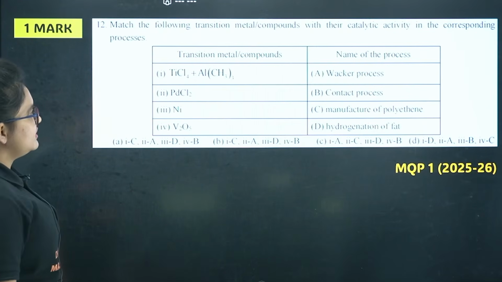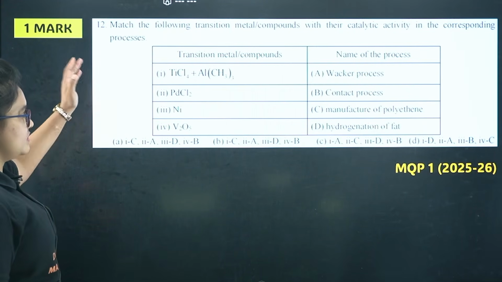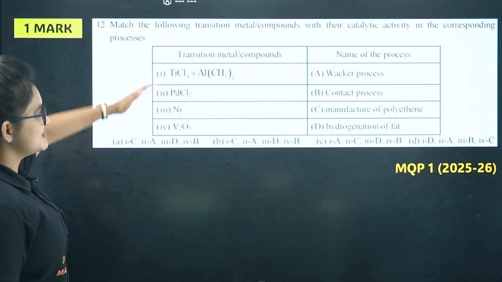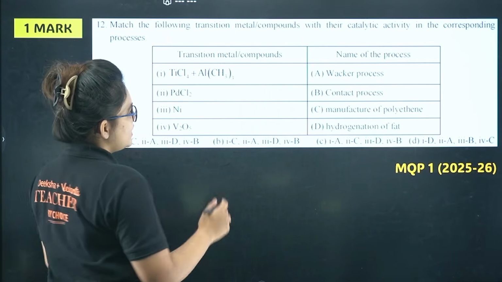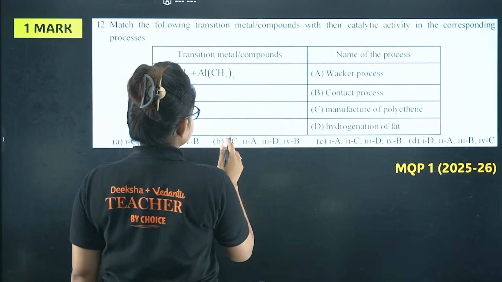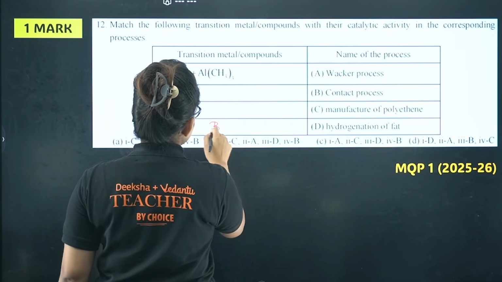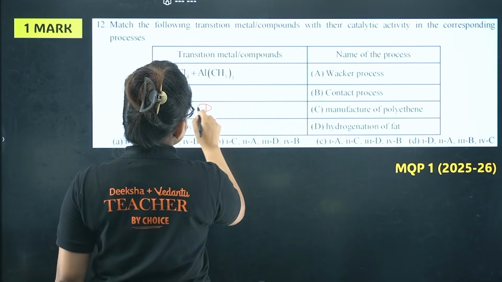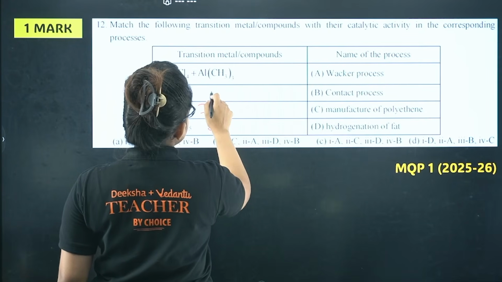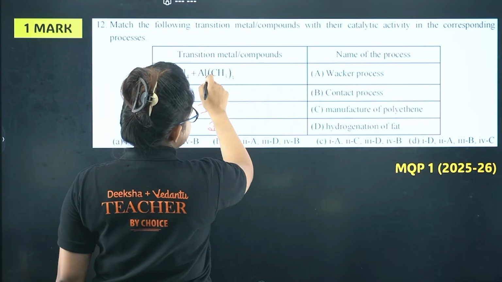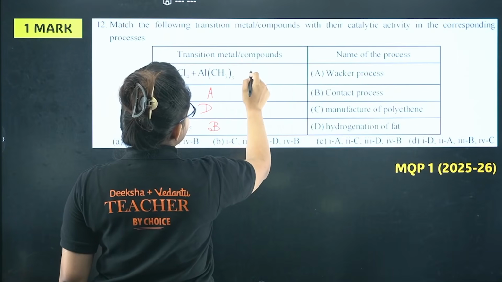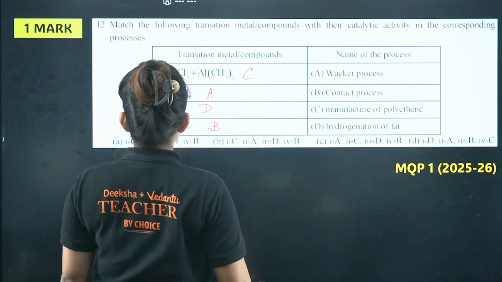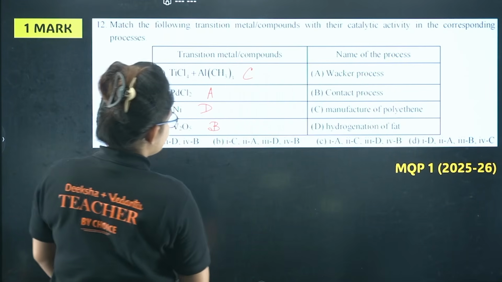Okay, so here it's a very important MCQ actually. We are having the transition metal compounds and they are used as catalysts. So V2O5 is used for the contact process, that is B. Nickel is used for the hydrogenation, PdCl2 is used for the Wacker process, and this is the Ziegler-Natta catalyst, it's used for the manufacture of polythene. So C A D B, option A is going to be the correct one.